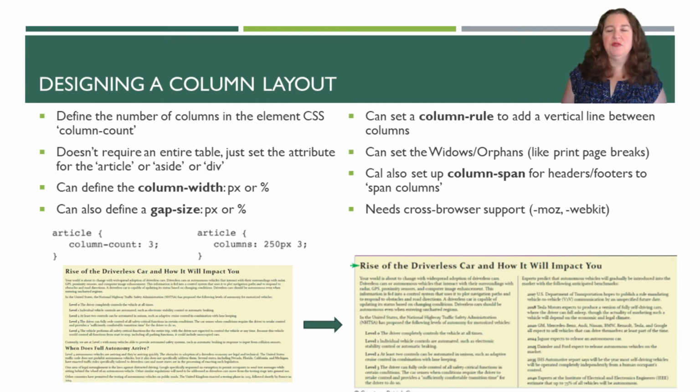You just assign it for whatever element you're dealing with. You can also define what we call the column width. How big do we want the individual columns to be? How big do we want the gap between the 2 columns to be, so we can increase that gap? We can set a ruler or a column rule that goes a vertical line in between the 2. And we can set what's called widows and orphans.